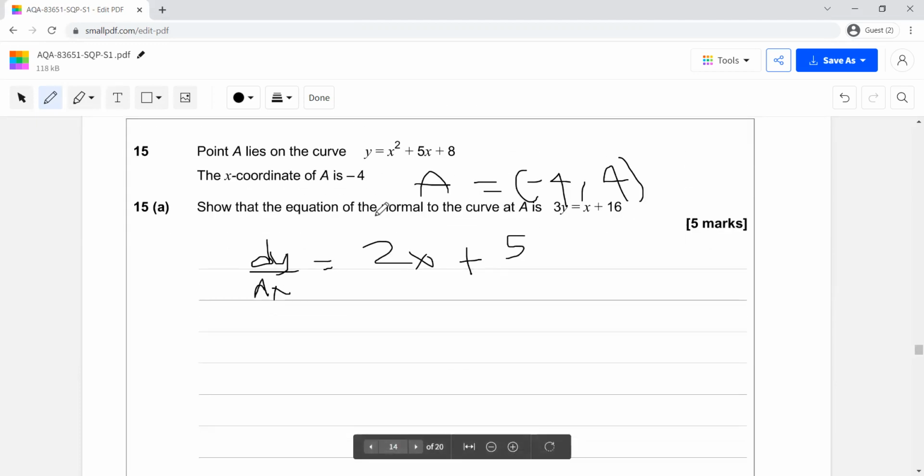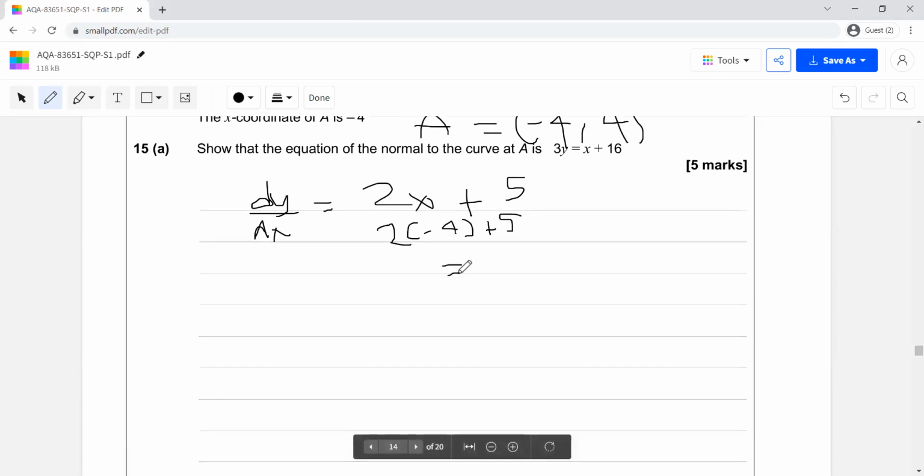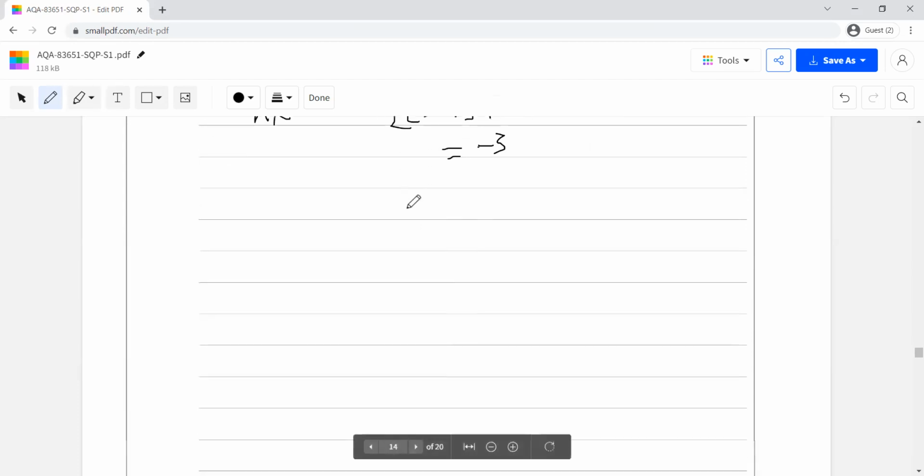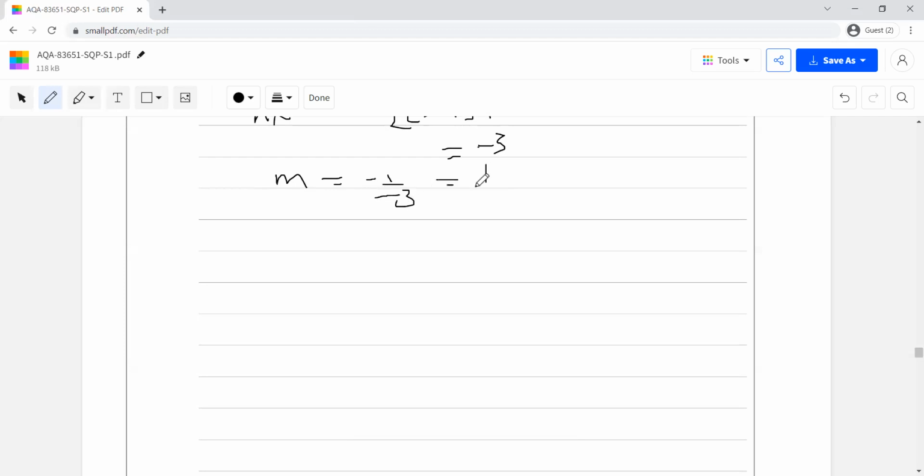And now at the point (-4, 4), the gradient is equal to 2 times -4 plus 5, which is equal to -3. Now the gradient of the normal is -1 over the gradient of the tangent. So the gradient of the normal has to be equal to -1 over -3, which is 1/3.